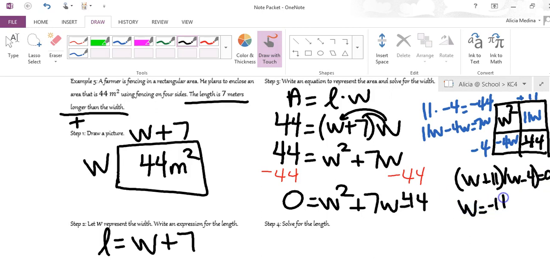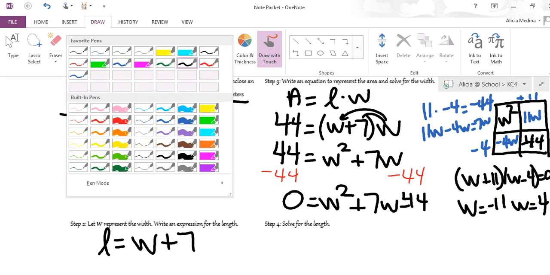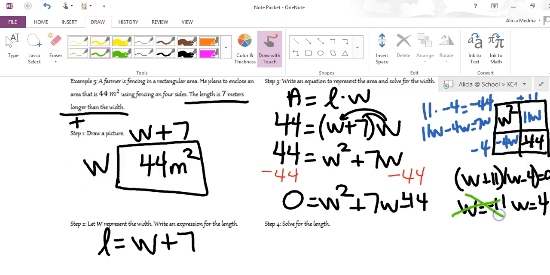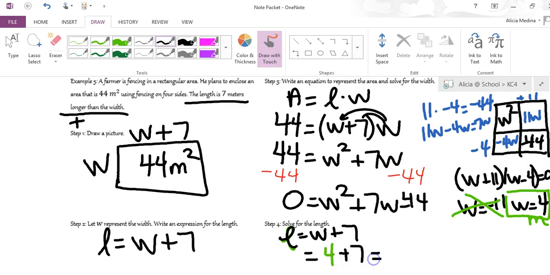W equals a negative 11, W equals a positive 4. So again, we can't take the negative answer, we can only take positive, so I'm going to exclude that negative 11, and the only answer I could use is 4, and this is in meters. So my width is 4 meters. I take that back to what my length was. So my length is going to equal W plus 7. My W was 4, and then I'm going to go ahead and add 7. So 4 plus 7 is 11 meters.